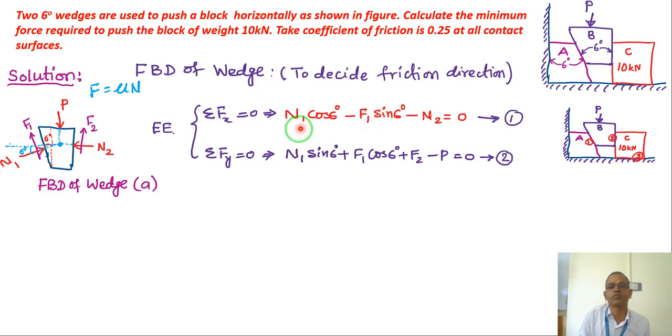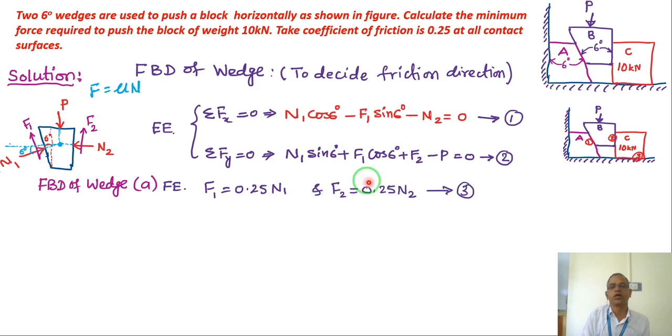F1 I can write in terms of N1, that is your friction equations. F1 is 0.2 times N1, F2 is 0.25 times N2. So I can replace F1, F2, and I will have N1, N2, and P. P is also unknown. So I have 3 unknowns and 2 equations. So I cannot solve, I should get 1 more equation.